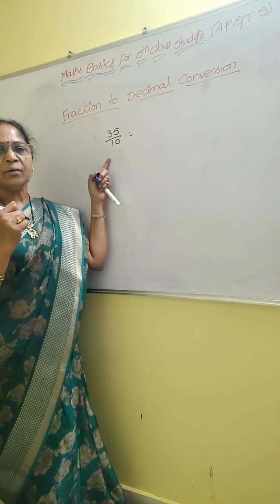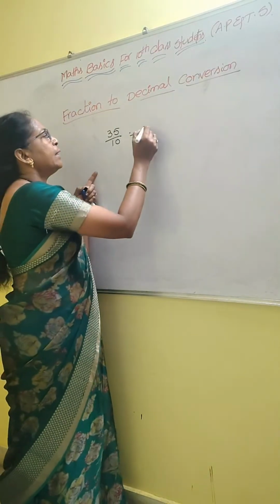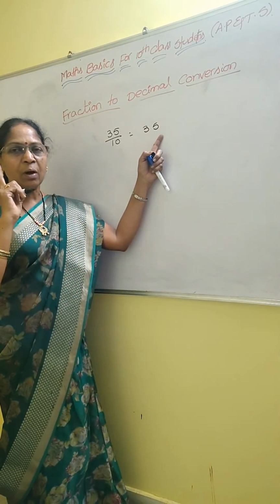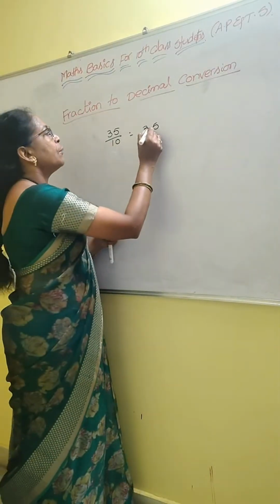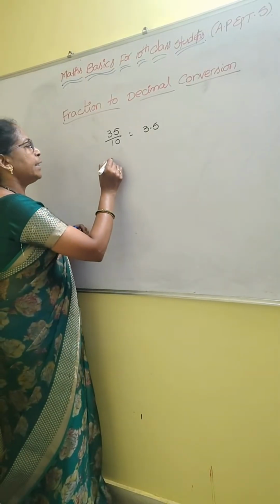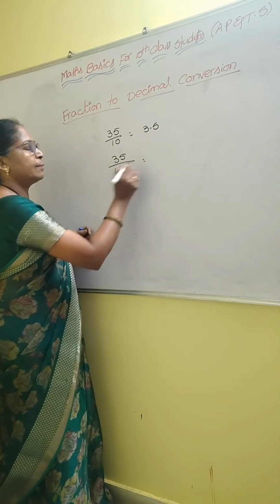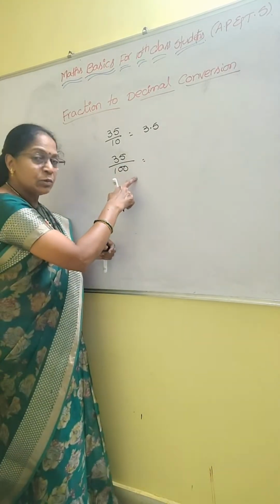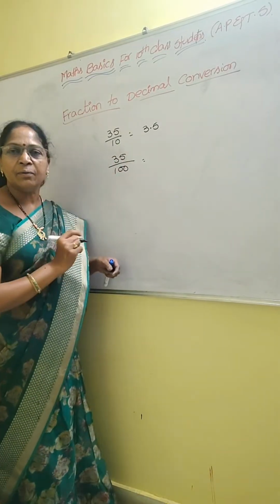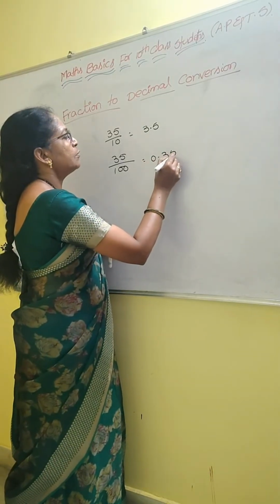In the denominator 10 is there. That means 1 followed by one 0, so write the number as it is, and from the right side of the digits count 1 digit. After that you have to put the decimal point. 3.5. Like that here 35 by 100. Here 2 zeros are there, so count 2 digits, 1 and 2, and put the decimal point. That means 0.35.